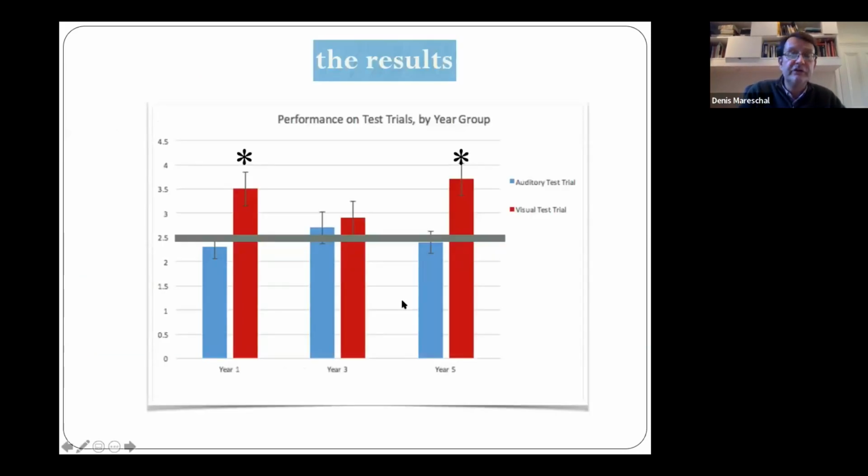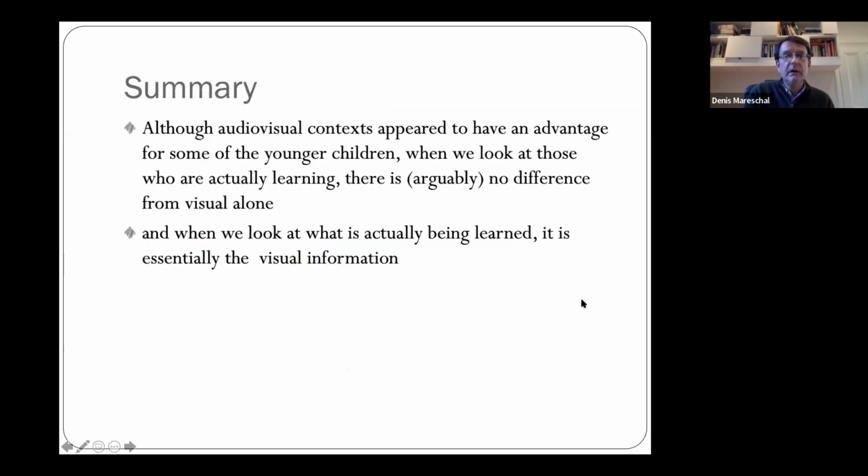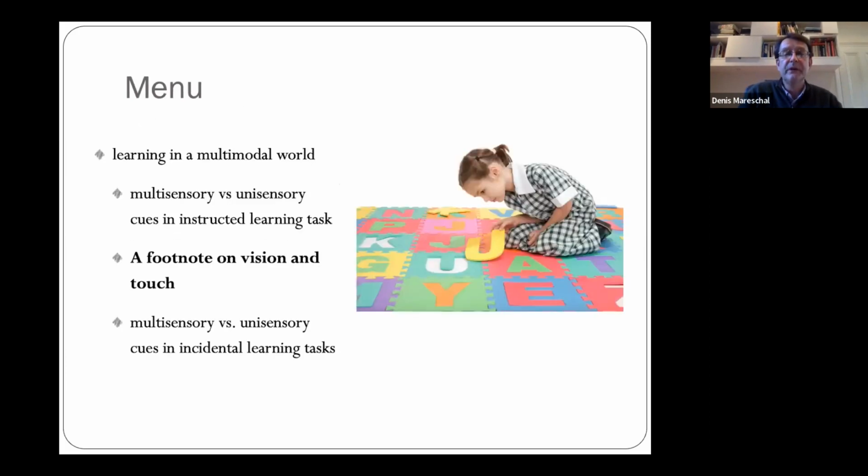And to cut a long story short, whatever condition the children were in, even in the audiovisual condition, they essentially had just paid attention to visual information. At least the younger and the older ones, no idea what's going on in the middle group. So just to go quickly through this, audiovisual context appears to have an advantage for younger kids. When you look more closely, what's really happening is that a single dimension, vision, is coming to dominate their learning, or the way they approach this particular category learning problem.